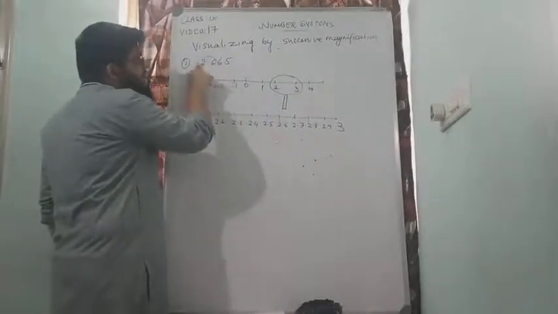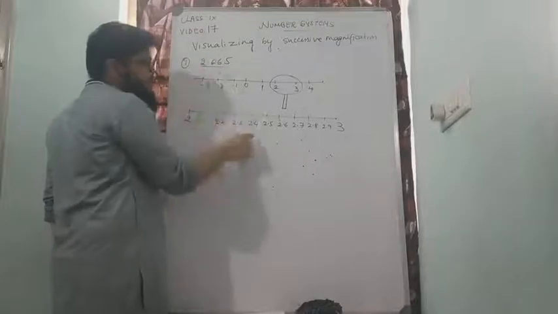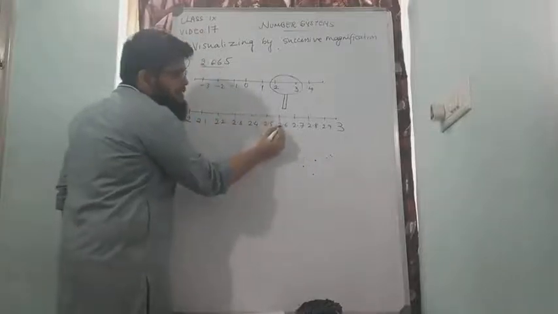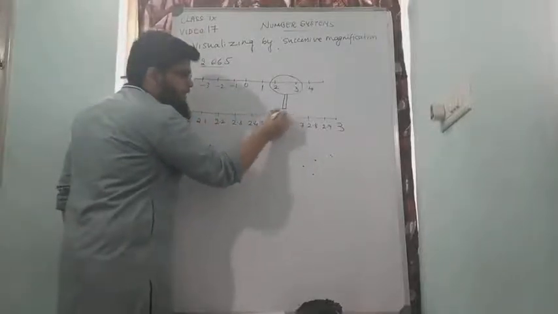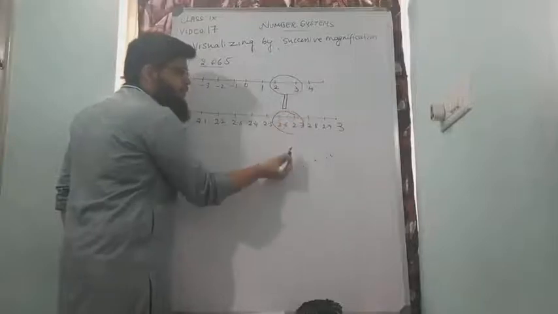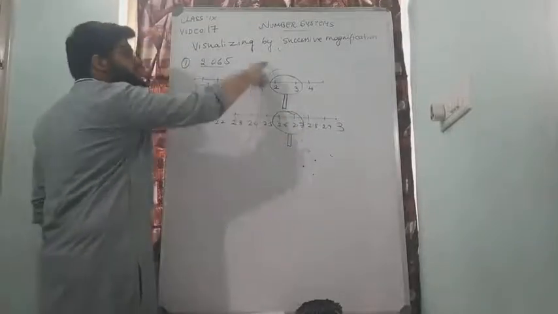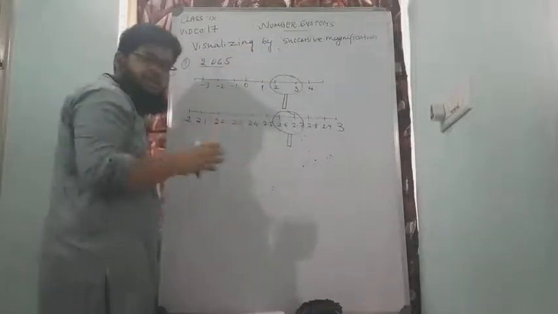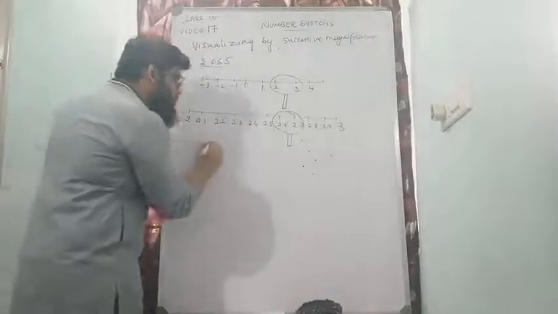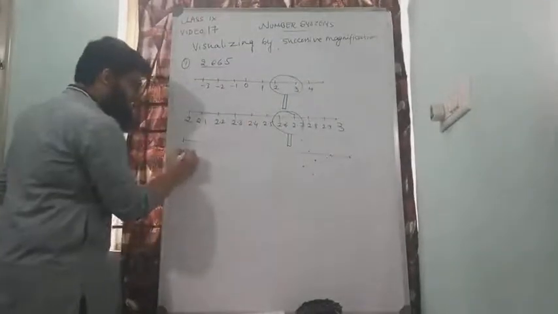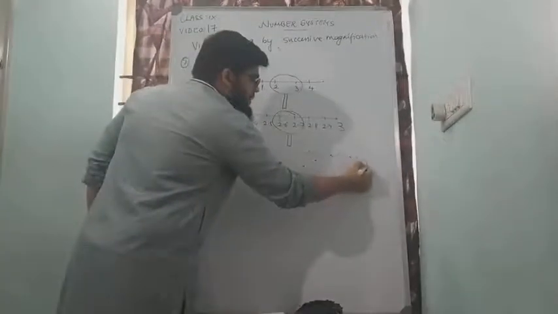Next, after 2.6 I should get 2.66. So 2.66 will come between 2.6 and 2.7. So I should select 2.6 and 2.7 and expand this one. This procedure is called successive magnification, meaning making it bigger. So the numbers that I have selected now, 2.6 will be starting and 2.7 will be ending.